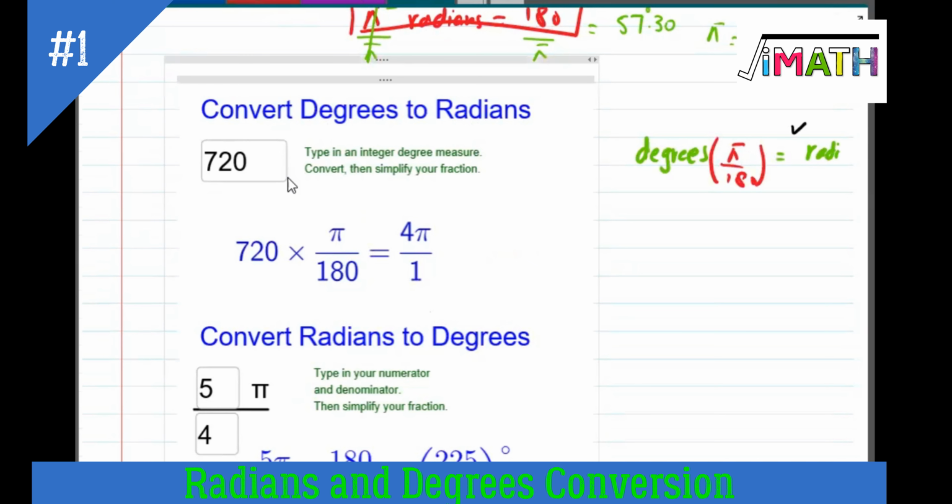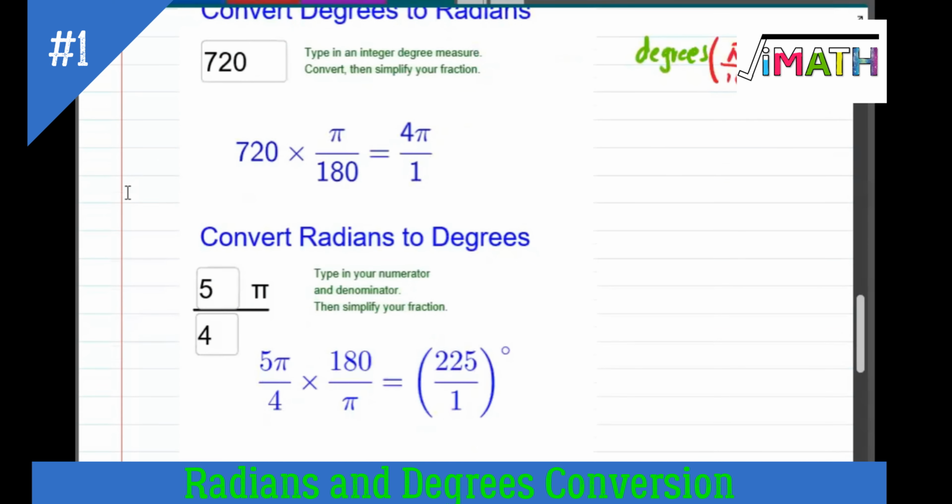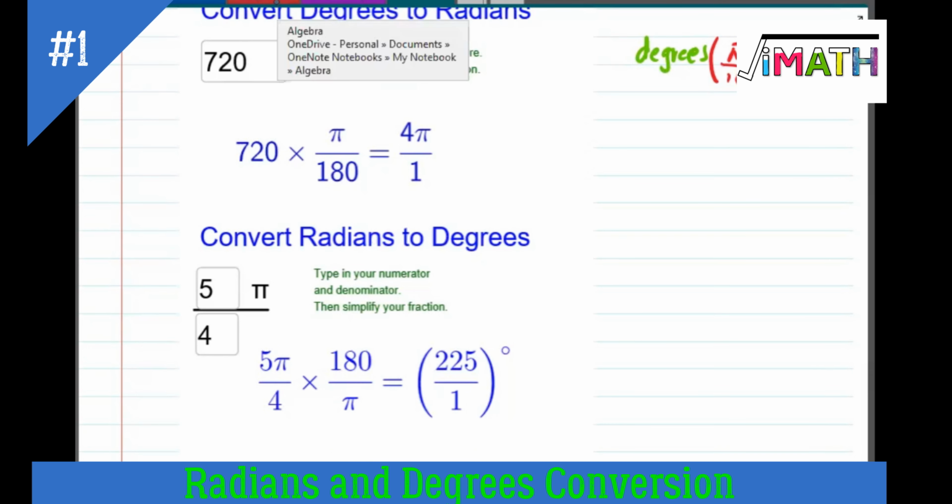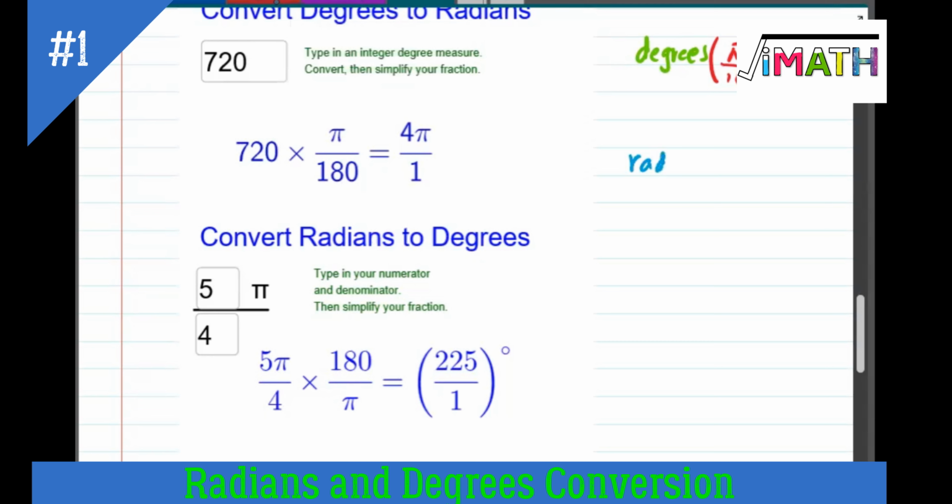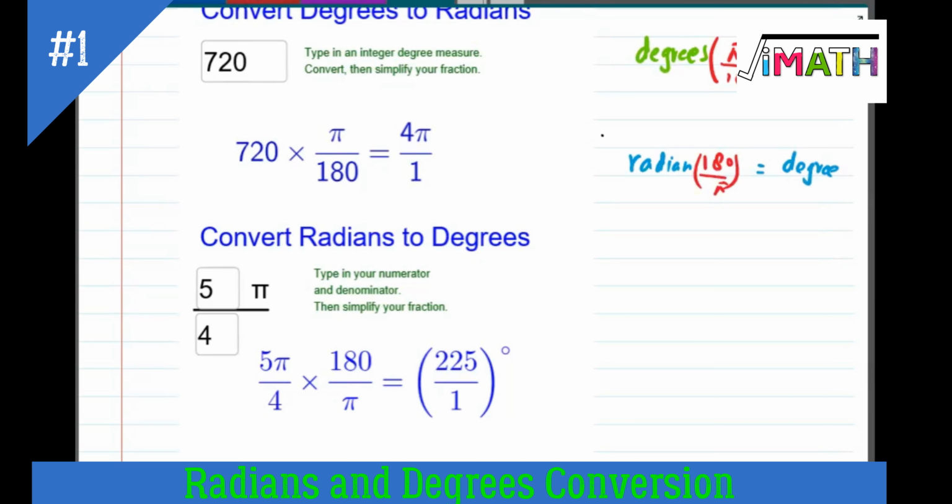And the other thing is, if we already have radians, and we want to convert it into degrees, we need to multiply it with the reverse of it, that is 180 by pi. So these two results are important that we need to remember all the time.